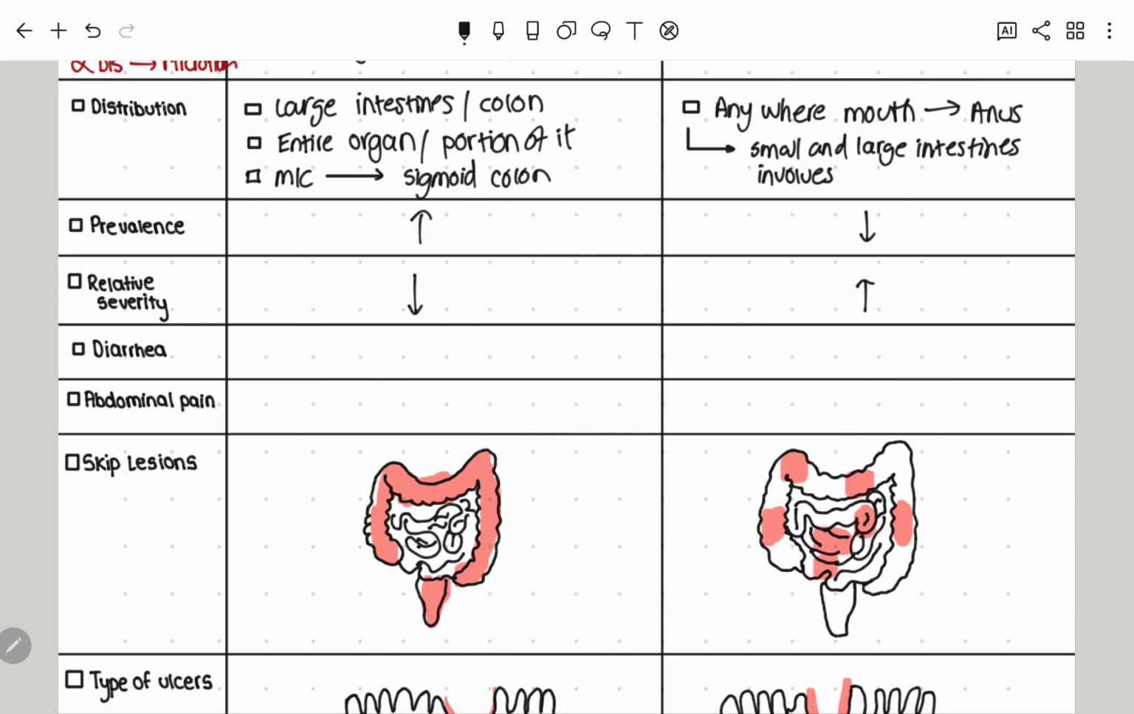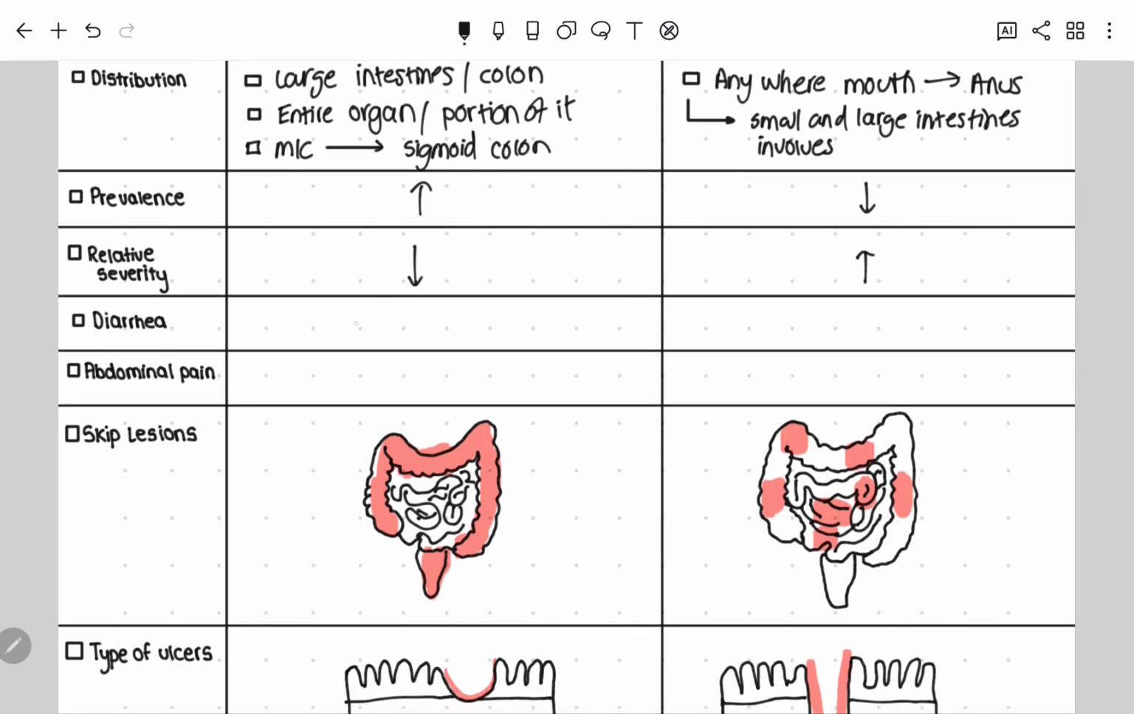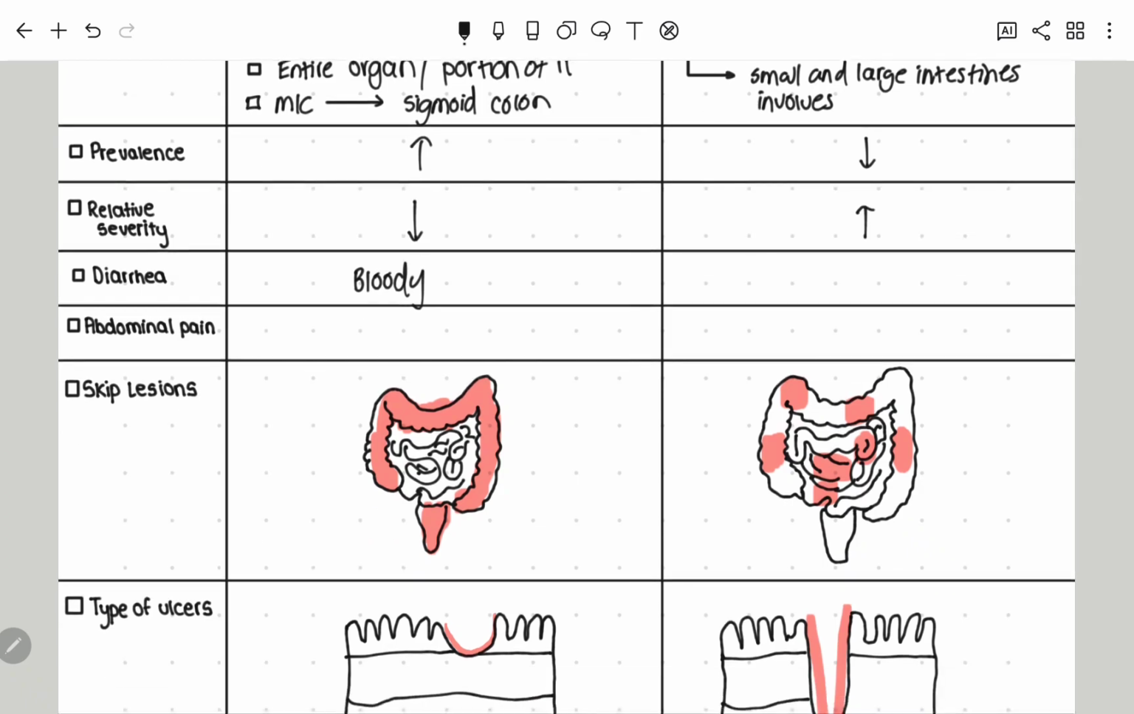But to differentiate them, bloody diarrhea is relatively more indicative of ulcerative colitis, whereas in the case of Crohn's disease, diarrhea is usually not bloody.